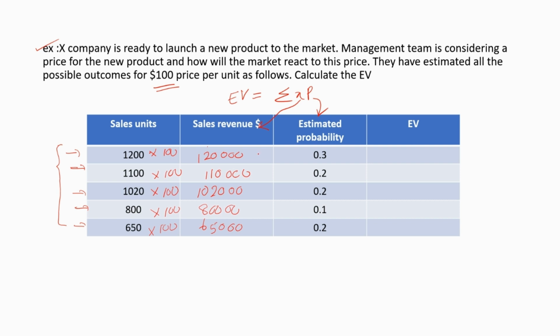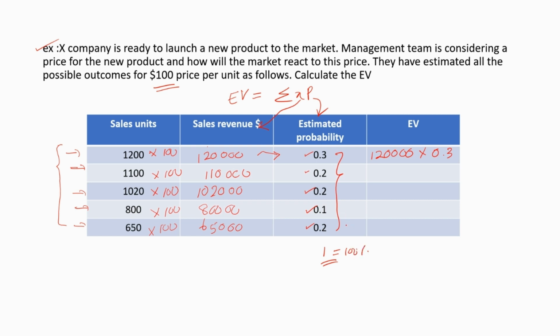Now we can simply multiply each outcome by the respective probability. So the expected value for the first outcome is 120,000 multiplied by 0.3. When a project considers all the possible outcomes, the estimated probabilities should equal 1. So these probabilities should equal 1. Let's calculate and see if the summation of these probabilities is equal to 1. 0.3 plus 0.2 is 0.5, 0.7, 0.8, 1. So they have considered all the outcomes. This 1 means 100%.